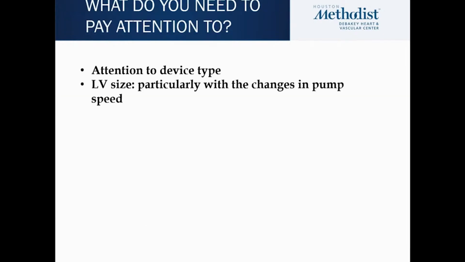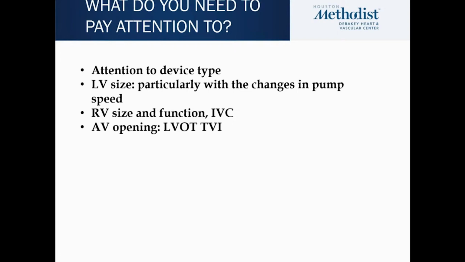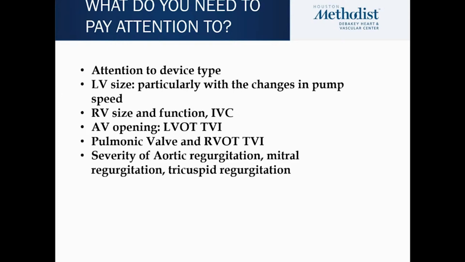So I think this is my final slide, but what we need to pay attention to when we're doing imaging on these patients, again, my talk is completely from a clinical perspective, but it is important to look at the device type and their blood pressure at the time of doing the echo, look at the LV size, particularly changes with the pump speed, RV size and function, the IVC, aortic valve opening. I do care about the LVOT TBI if there is aortic valve opening. Then look at the pulmonic valve and RVOT TBI, if it is feasible.